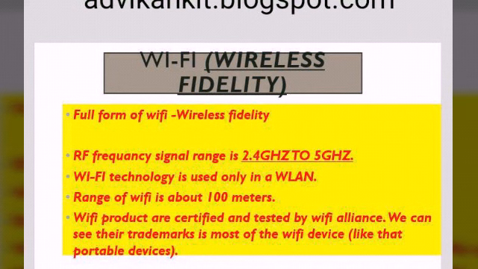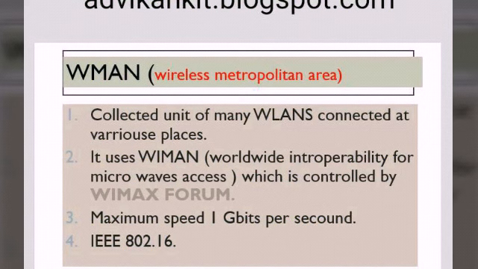WWAN, Wireless Wide Area Network. WWAN is a very large network which is spread over a very large area. It connects many cities together. Mobile phones use WWAN to make communication possible. The technologies in WWAN are subdivided into many generations: 2G, 3G and 4G. You may have heard of these terms.